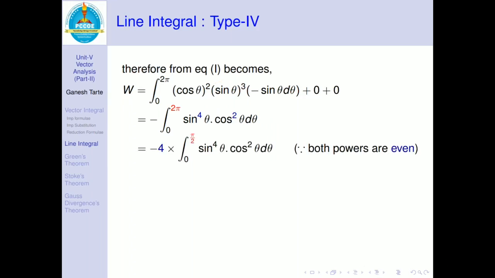Both powers are even, therefore we can write that integral as 4 times, minus as it is, 4 into the integral from 0 to pi by 2 of sin^4 theta cos^2 theta d theta. Now since the limits of the integral are 0 to pi by 2, we can apply the reduction formula.